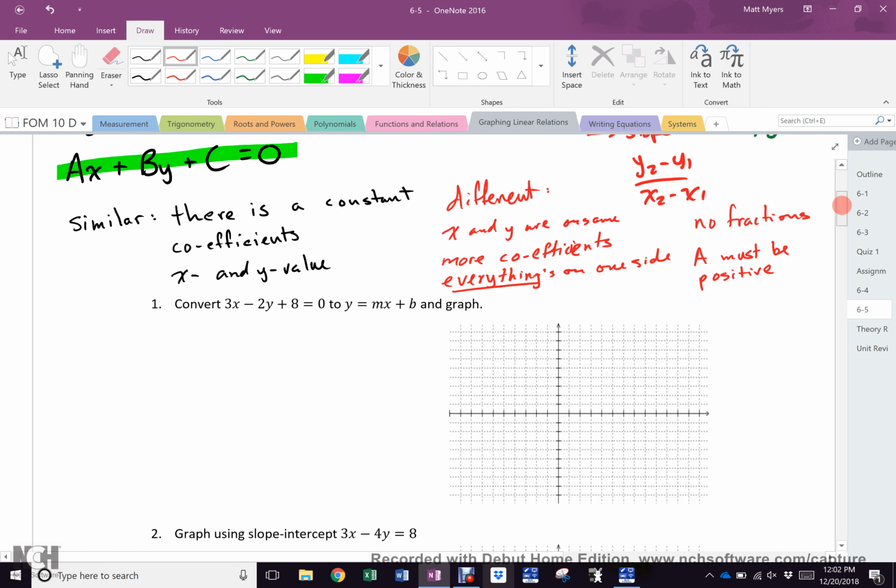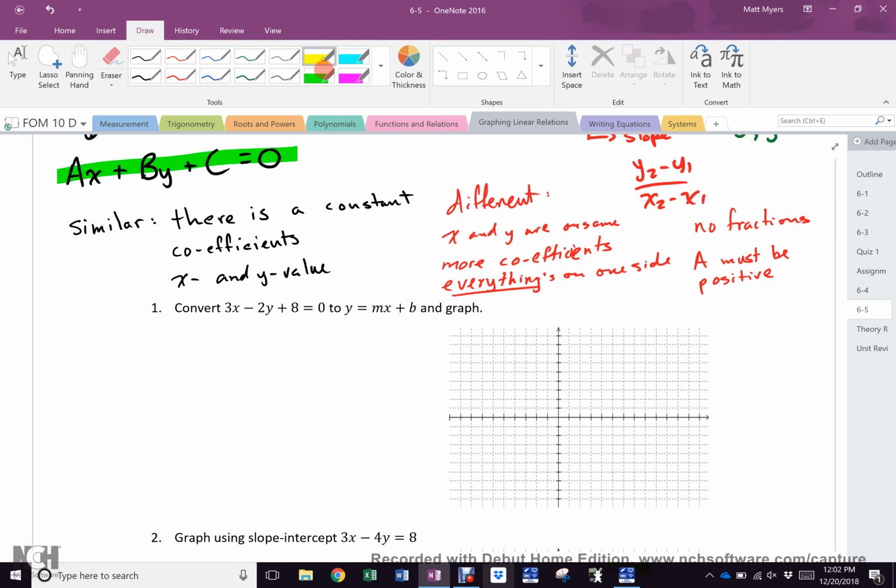Let's talk. What form is this in? AX plus BY. What form is it in? General form. If I look at general form, can I graph it? No. I need to do a table of values, don't I? Or can I put it into that form and automatically know how to graph it?